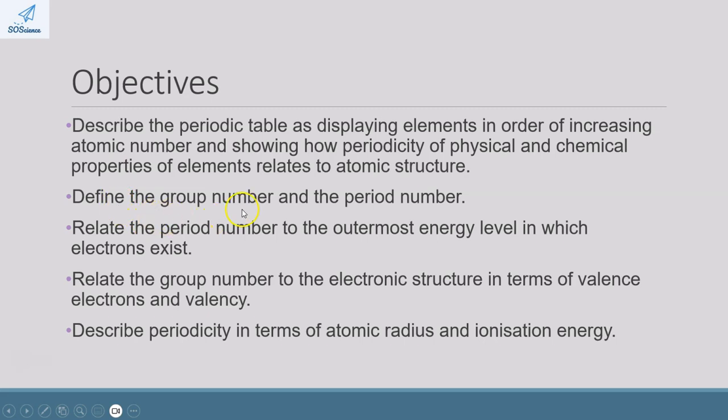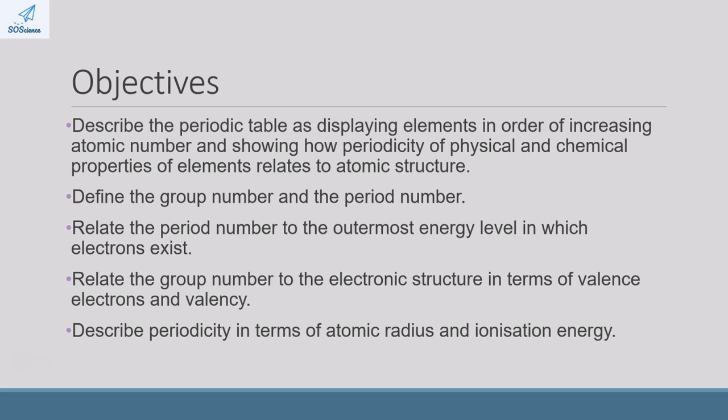We're going to define the group number and the period number. We're going to relate the period number to the outermost energy level in which electrons exist. Again, this will make a lot more sense a little bit later on. And we're going to relate the group number to the electronic structure in terms of valence electrons and valency. This is really, really key in figuring out our covalent bonds and ionic bonds a little bit later on.